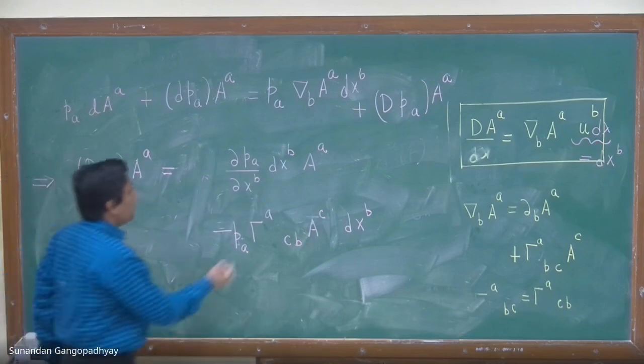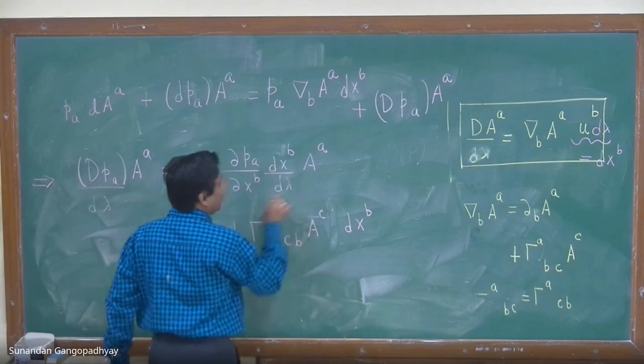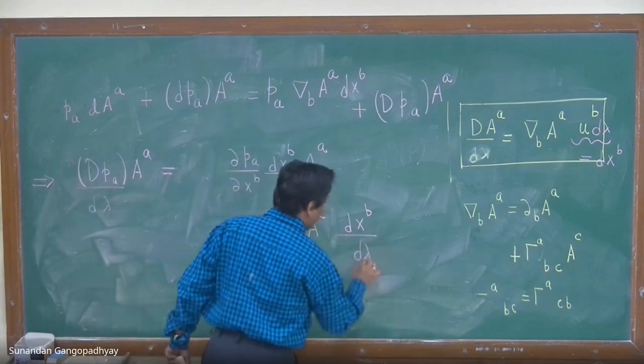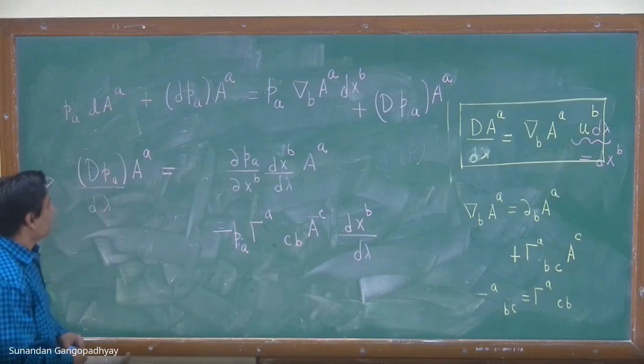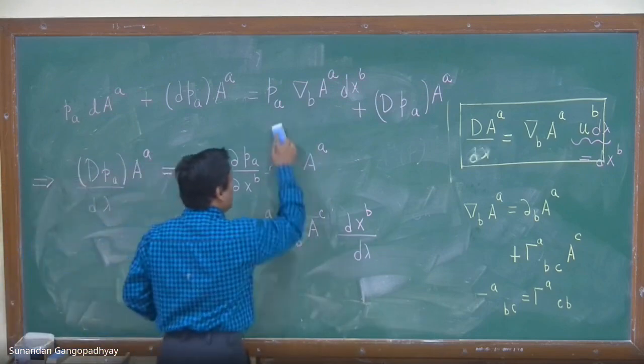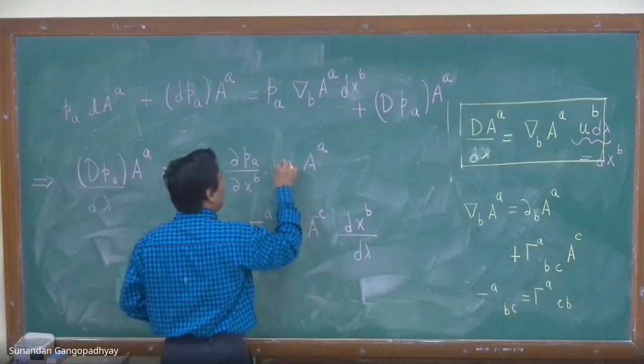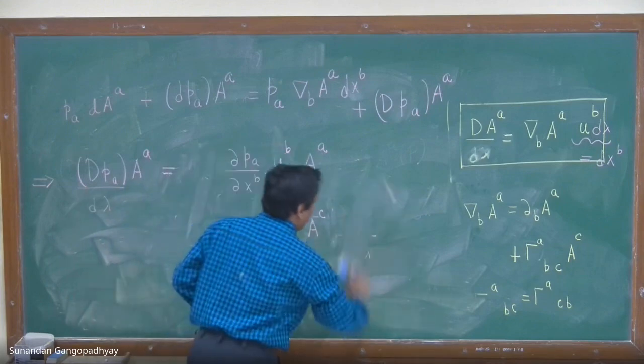So if you divide by d lambda throughout, but DXB d lambda is nothing but UB. And this is also UB.